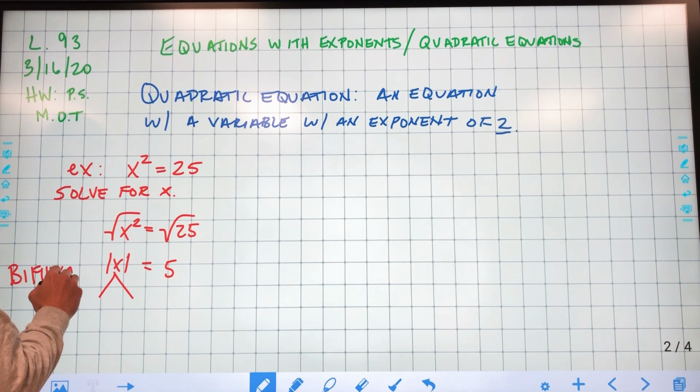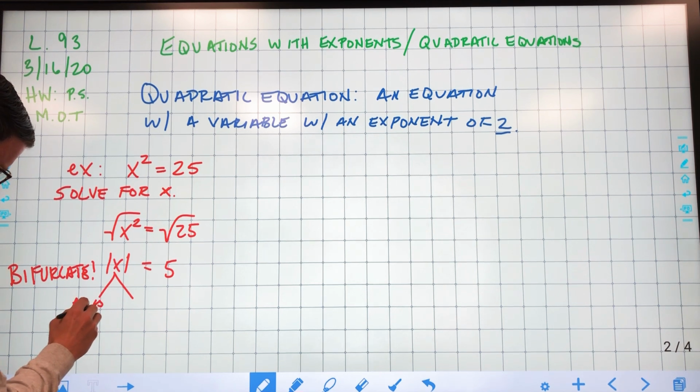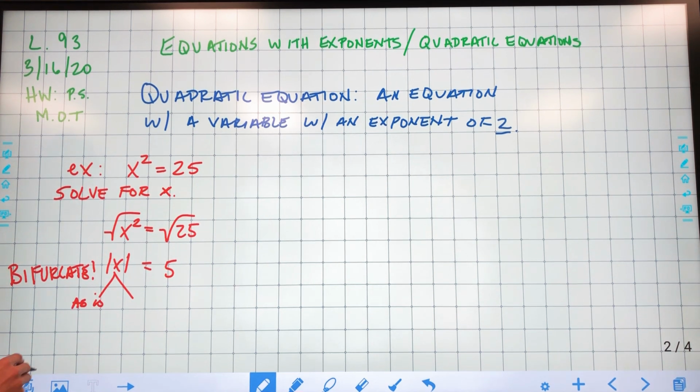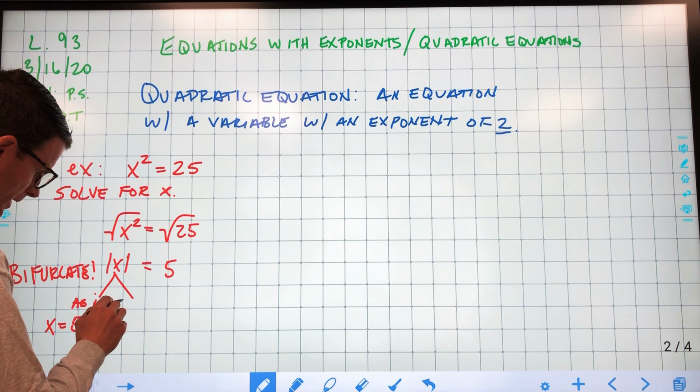And so I'm going to solve this two ways. Solve as is. Sorry, my handwriting. Let's just pretend that those absolute value bars aren't there, and I'm going to say x equals 5. That's it. That's one answer. So we're solving as is, just pretending that the absolute value bars aren't there. One of your answers is that x equals 5. The other is I'm going to solve by flipping or changing the sign.